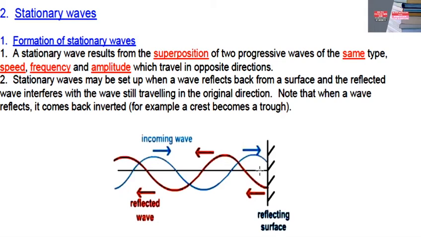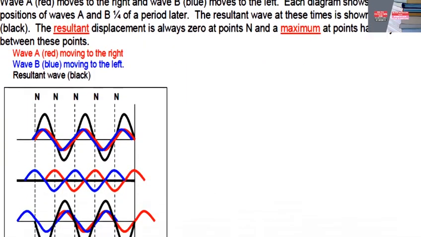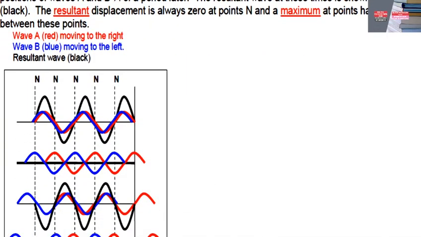So here you'd expect a straight line because there's cancellation of the displacements. Where this one is at zero displacement, this one is at maximum displacement, we see that the resultant displacement will be downwards, not up.